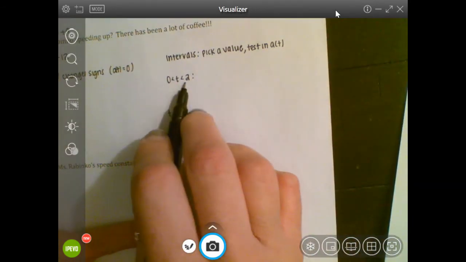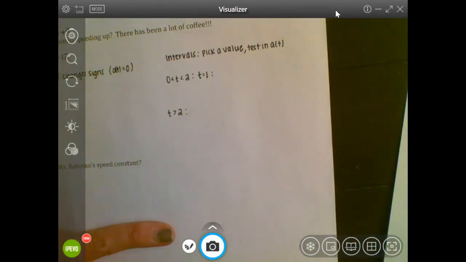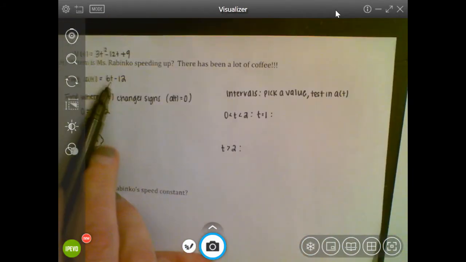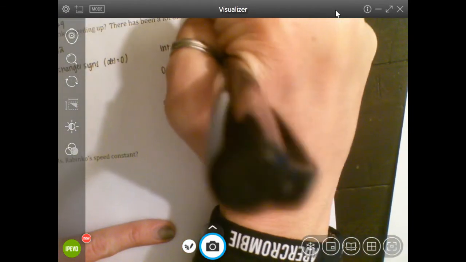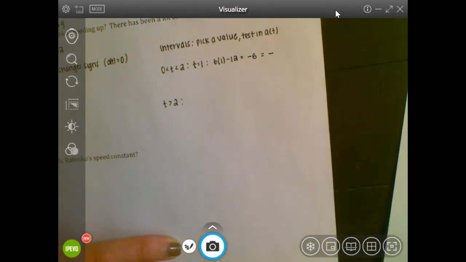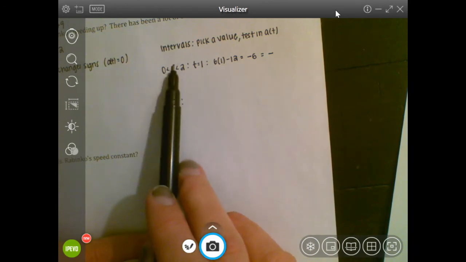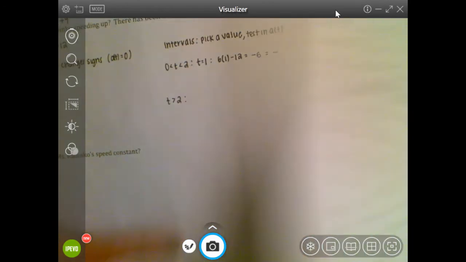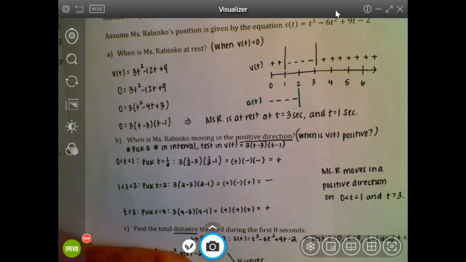So for this one, between 0 and 2, I'm going to pick a t value of 1. And I'm going to plug it into my acceleration function, the 6t minus 12. So 6 times 1 minus 12 gives me negative 6, which is a negative number. So that's telling me that on this interval from 0 to 2, my acceleration is negative. So I'm going to go ahead and mark my negatives in here.